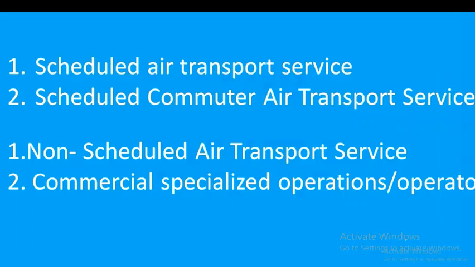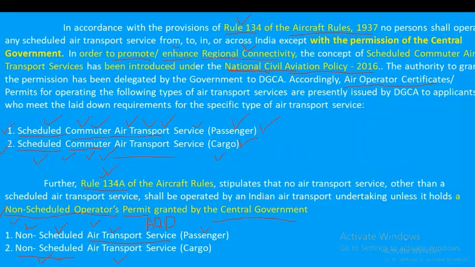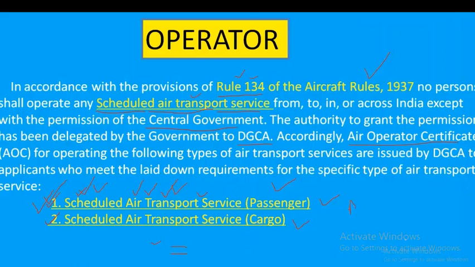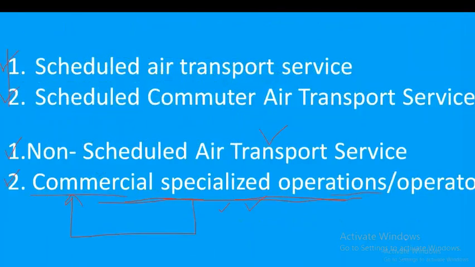So before studying CAR Section 3, Series B, responsibilities of the operator, you should understand these four types of air transport operators. One is the scheduled air transport service provider, or scheduled air transport operator. Another is the scheduled commuter air transport operator, or scheduled commuter air transport service provider.